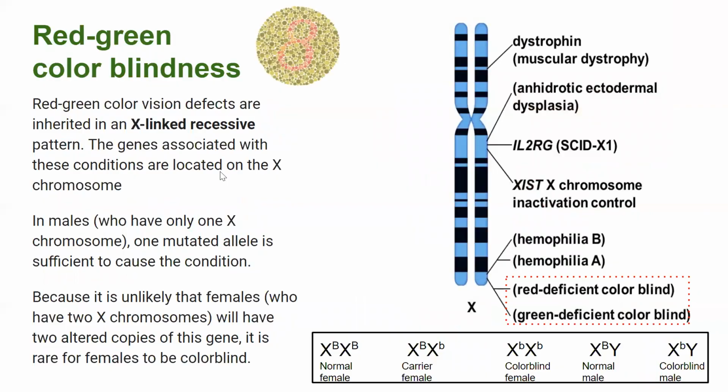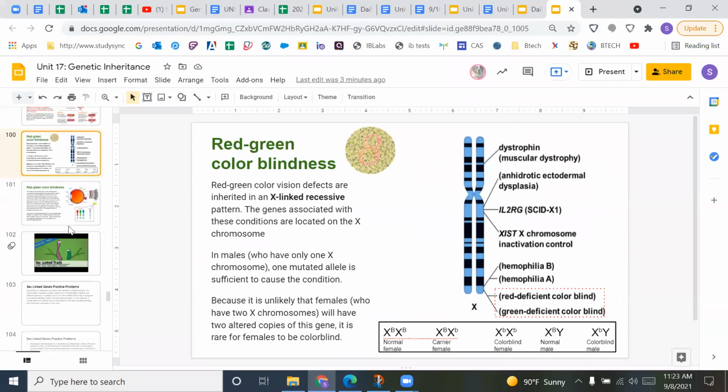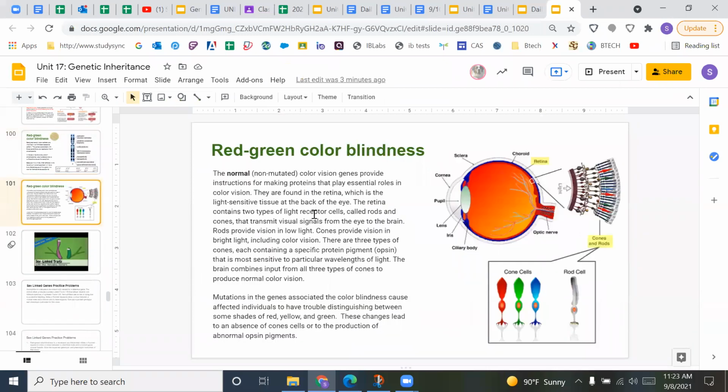Red-green color blindness, also recessive, sex-linked. If it says X-linked, that means sex-linked, right? Because X is a sex chromosome. Recessive, X-linked. What happens with color blindness? You're colorblind.